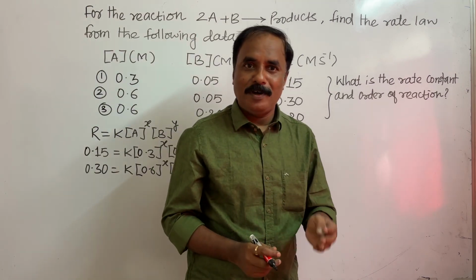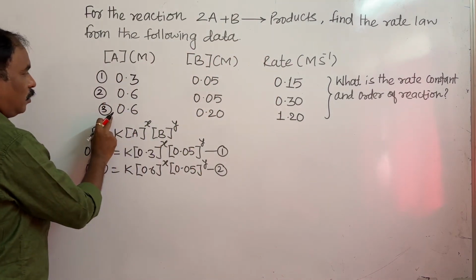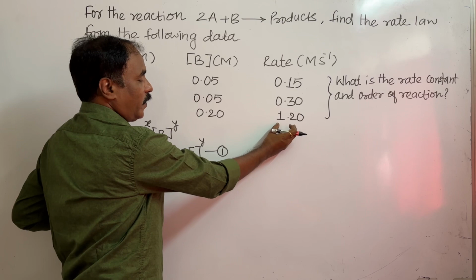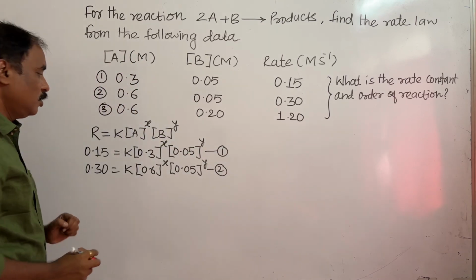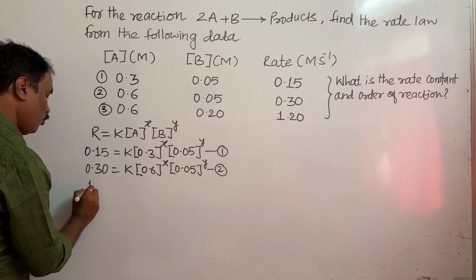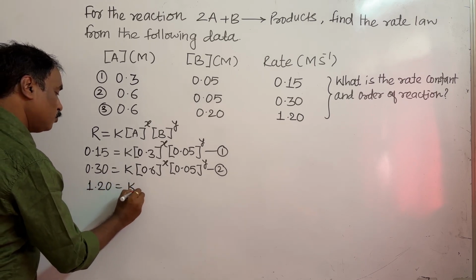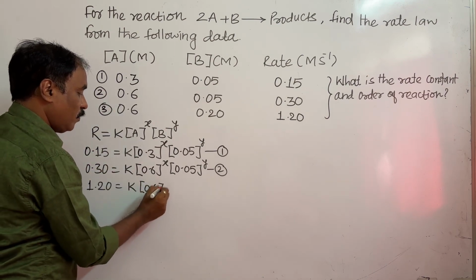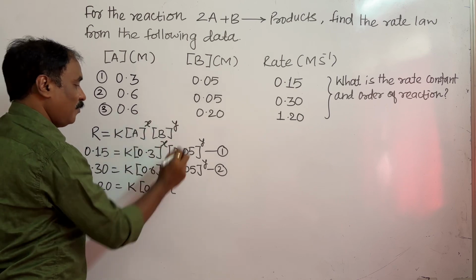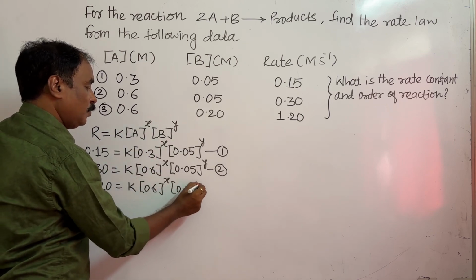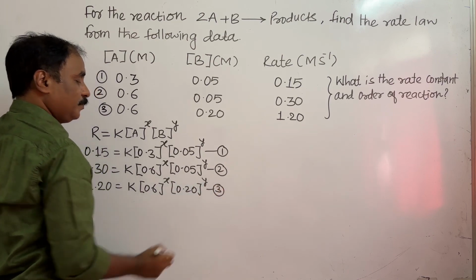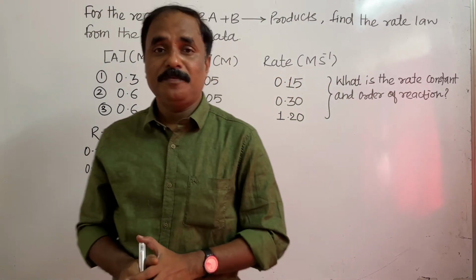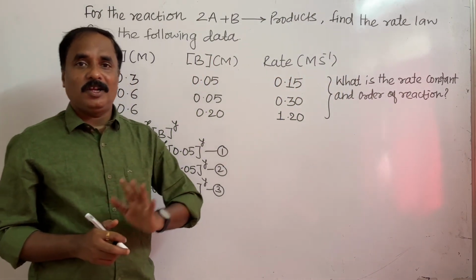Exactly the same in case of experiment number 3, that is observation number 3. Here the concentration of A is 0.6, the concentration of B is 0.20, and the rate of reaction is 1.20 molar per second. So equation number 3: the rate of reaction, 1.20, is equal to the rate constant K into 0.6 to the power X, which is constant, and the concentration of B, 0.20 to the power Y. This is equation number 3. From these three equations we have to find out the order of reaction, the rate law, and the rate constant.